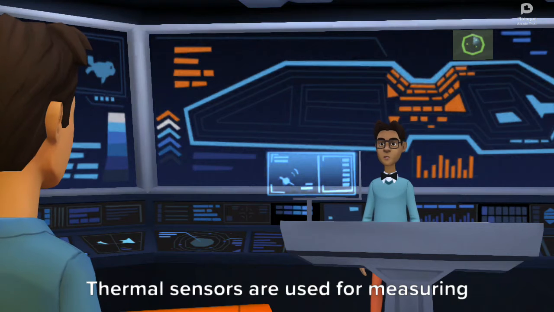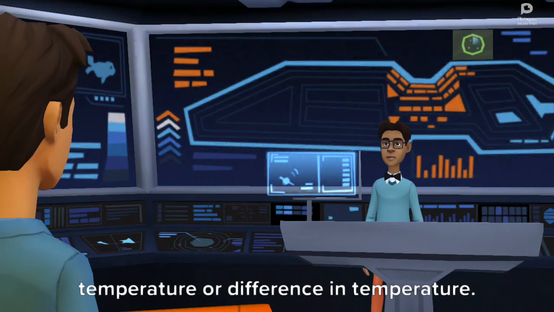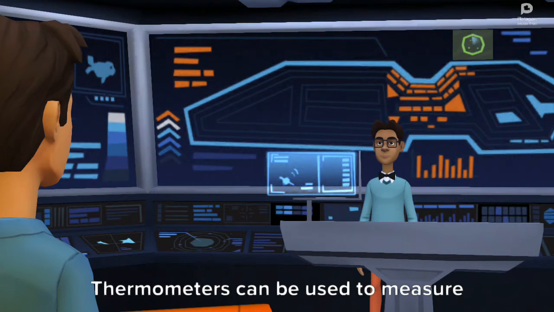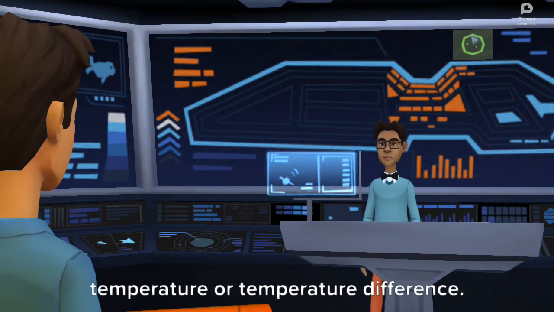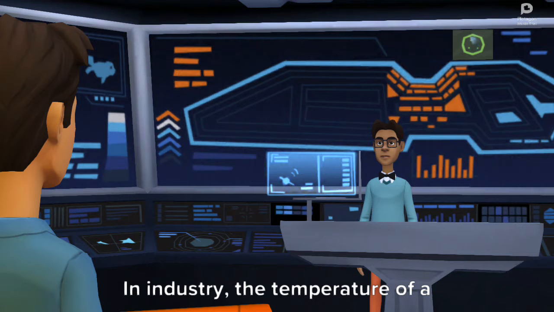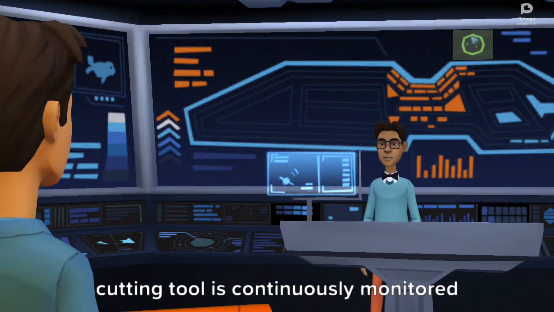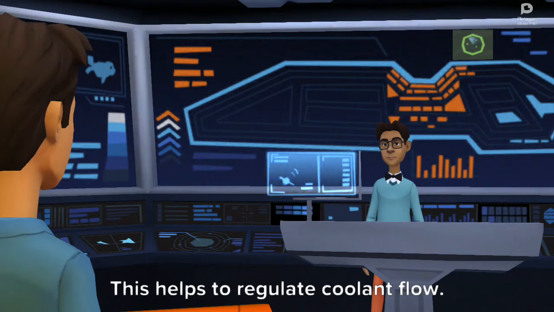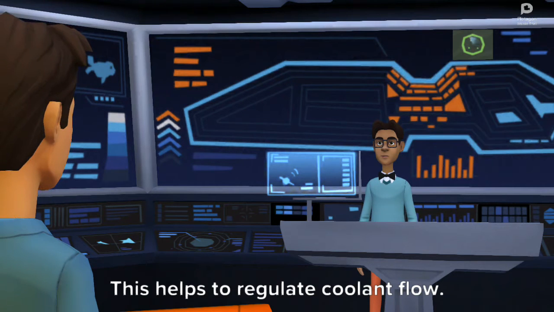Thermal sensors are used for measuring temperature or difference in temperature. An example of this class of sensor is the thermometer. Thermometers can be used to measure temperature or temperature difference, and they are used widely in industrial and medical applications. In industry, the temperature of a cutting tool is continuously monitored by thermosensors like thermocouples. This helps to regulate coolant flow.